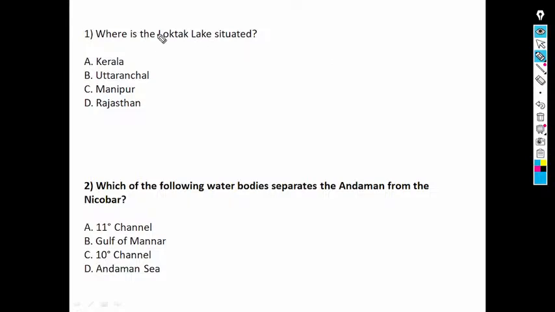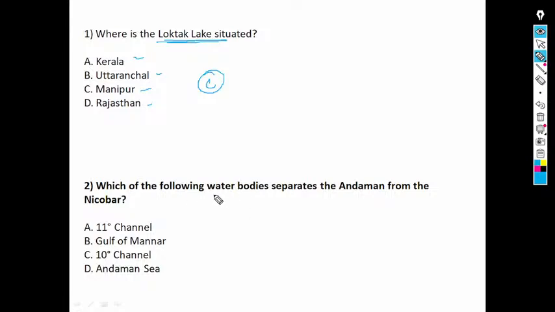First, we'll check this. Where is Loktak Lake situated? Kerala, Uttaranchal, Manipur, or Rajasthan? From the choices we have to get the answer, and after every two questions, we will discuss the answers in an analytical manner. So the answer is Loktak Lake is in Manipur. We will discuss in detail.